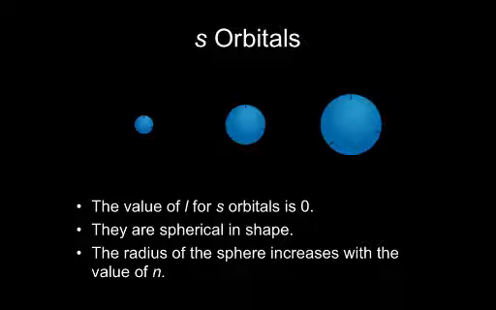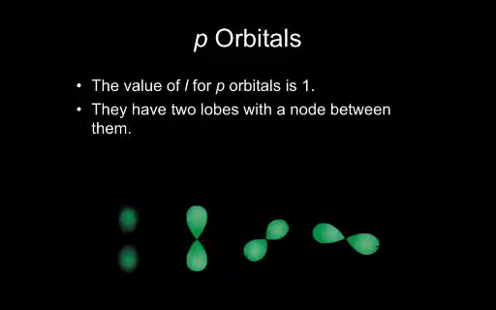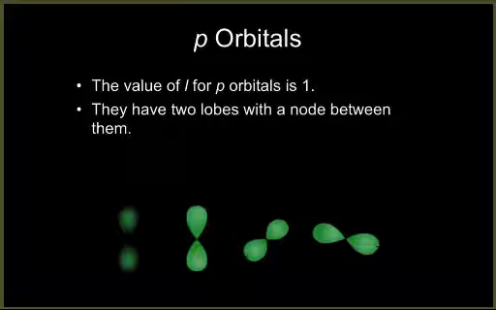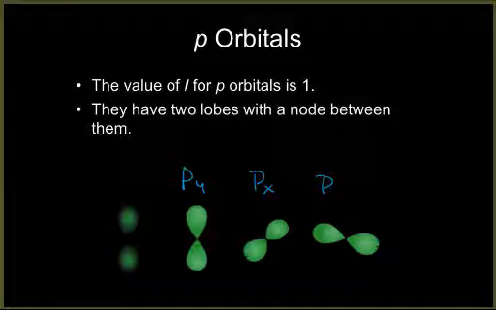Okay, the next one we talked about was the p orbital. For the p orbital, there are three orientations. Sometimes these are notated with a p sub x, p sub y, p sub z. We are not going to necessarily do that, but if you do happen to see that, sometimes they give specific labels to the three different orientations.